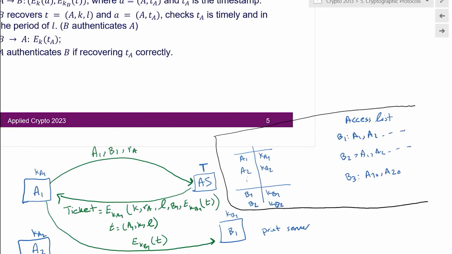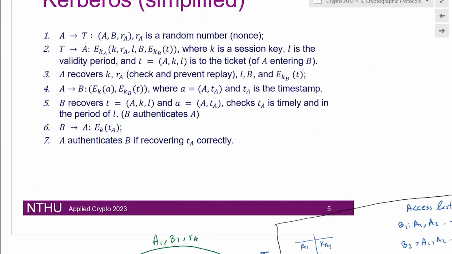I think we go up over here, so we follow with the text. So in the beginning, we saw that A says that I'm A, I want to talk to B, and this is my randomness, exactly the same message that we sent over here. And then the trusted third party would respond to A with its ticket by sending this information that we've just discussed. Key is going to be the session key that they are going to use.